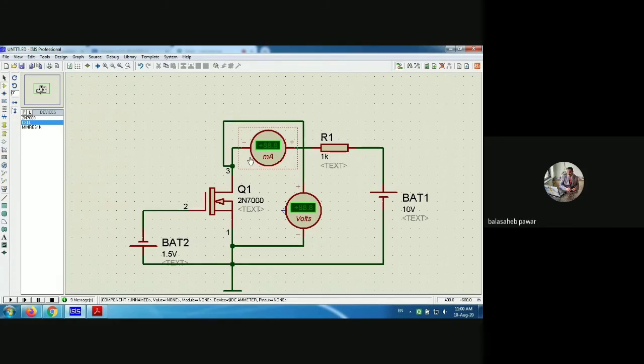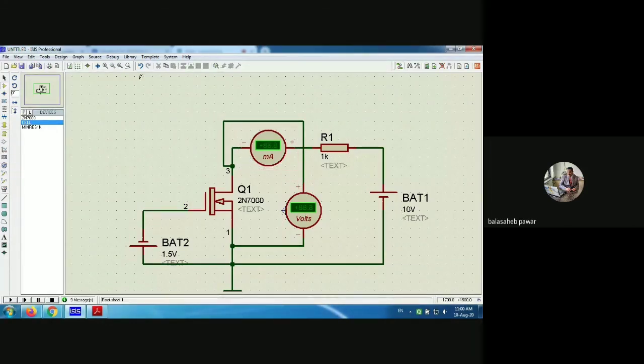So the transfer characteristic for MOSFET is in between input voltage and output current by keeping output voltage constant. That is applicable to both devices, that is BJT as well as FET. You have to keep constant what? Output voltage, and plot the characteristic in between input voltage and output current. We check by varying input voltage what happens with the output current by keeping output voltage constant, and the same thing we did today.